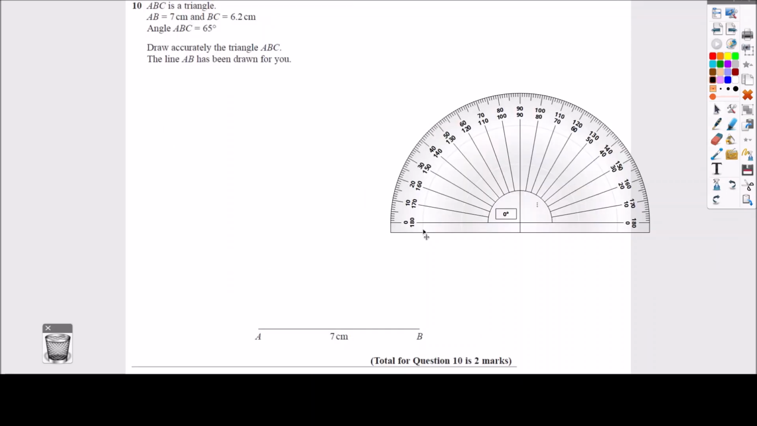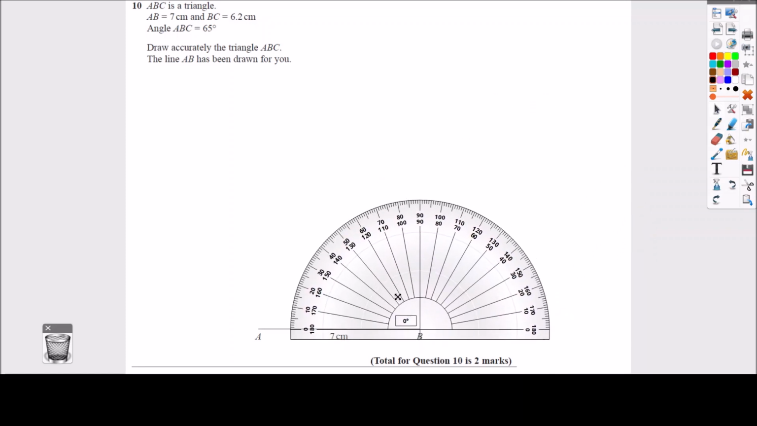So question 10, we've got to draw accurately this triangle. So they've given us AB being 7 centimeters. Now we're told that angle ABC is 65. So that's the angle you get as you go from A to B to C. So we need to draw a 65-degree angle coming off from B.